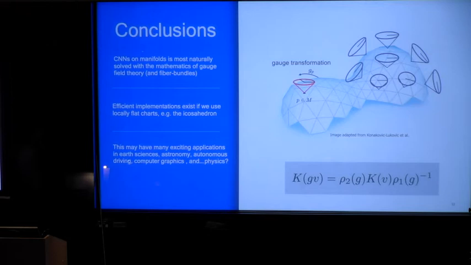You can think of earth sciences, anything that lives on a sphere, astronomy, autonomous driving, where you have lots of cameras looking in different directions, computer graphics, like putting high resolution texture on two-dimensional objects, and hopefully also interesting physics.